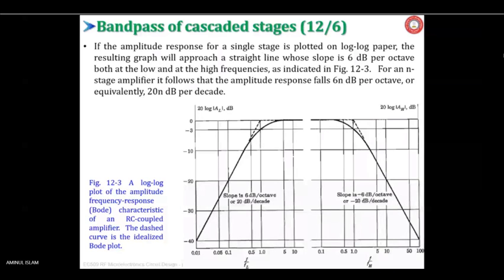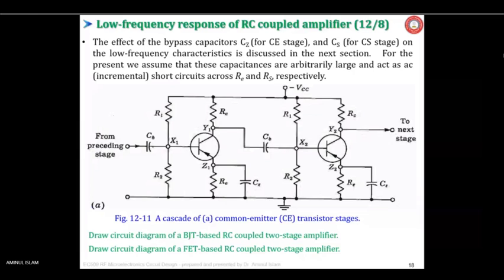And that's what it is. So if the amplitude response per single stage is plotted on log paper, then we'll get this kind of thing. Okay. Now, the low frequency response of the RC coupled amplifier. We will discuss this and end our class today.